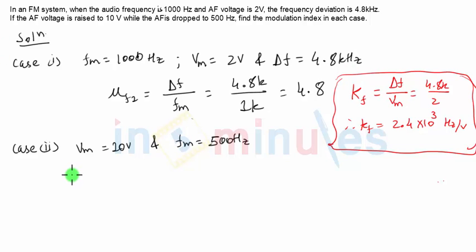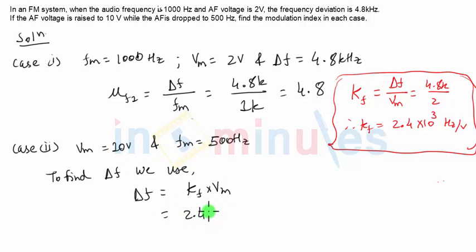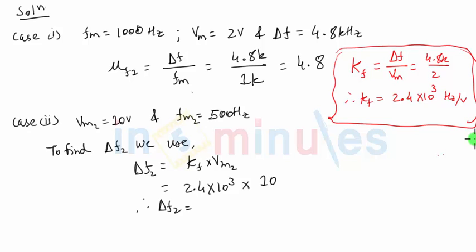So in case 2, to find delta f, delta f will be nothing but kf into Vm. You can see delta f will be kf into Vm, but which Vm will we use here? Obviously the new Vm. kf will not change, so 2.4 into 10 raised to 3. So just to avoid confusion, I can call this Vm2, fm2 and delta f2. So delta f2 will be kf into Vm2. kf remains constant, but Vm2 that I'm taking is 10 volts, and therefore delta f2 becomes 2.4 into 10 raised to 3 times 10, which will be 24 kilohertz.